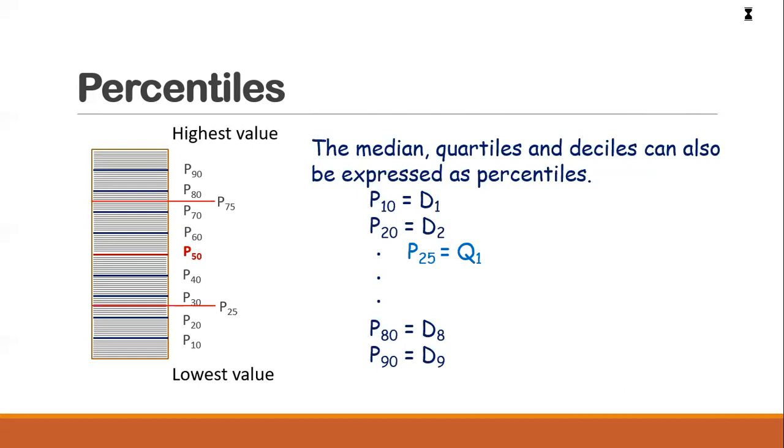While the 25th percentile is equal to the first quartile, the 50th percentile is equal to the median and is also equal to the second quartile and is also equal to the fifth decile. And the 75th percentile is equal to the third quartile.